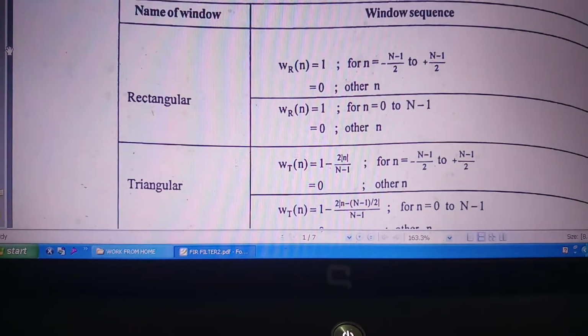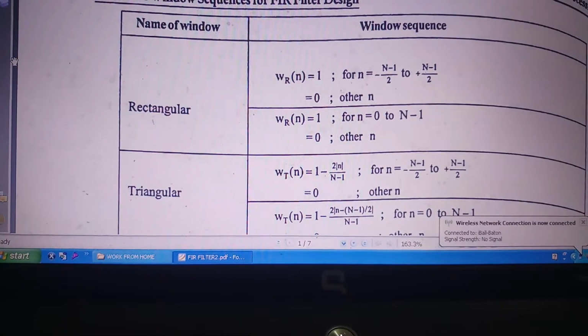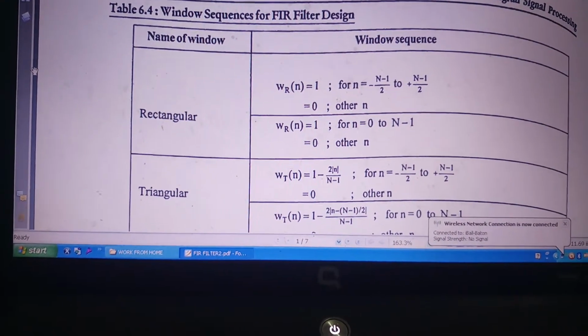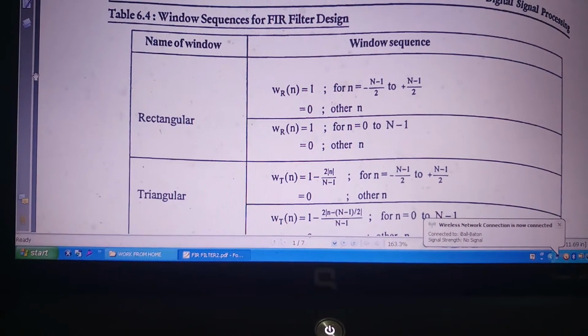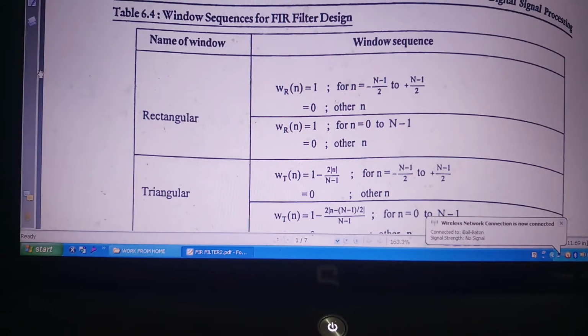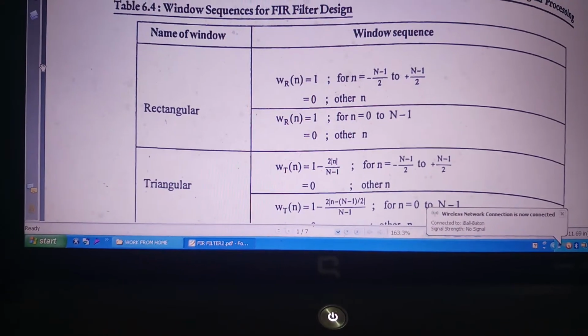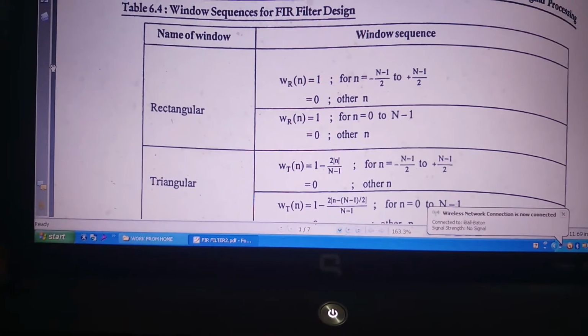So students, good morning. Today I am continuing with the same topic where I left off yesterday. Yesterday I showed you how to design a FIR filter. Today I will start with filter design using window sequence. Window means I will focus on certain areas, that is the pass band and the transition band.